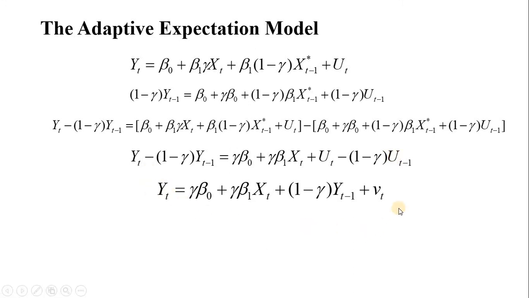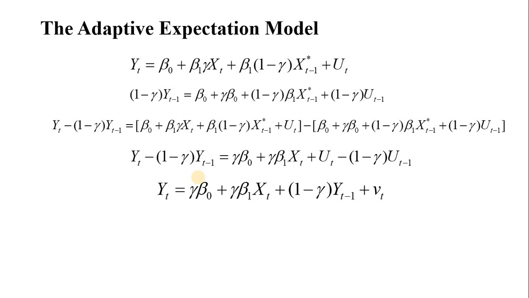Okay, so this is the equation for the demand for money equation using the adaptive expectation model. In this model our intercept is equal to gamma beta 0. Then the immediate impact is equal to gamma beta 1 xt. Then we are including the past values of your dependent variable yt minus 1 with a coefficient 1 minus gamma.